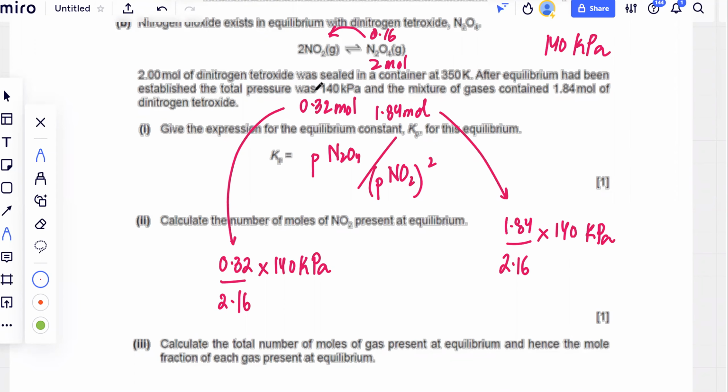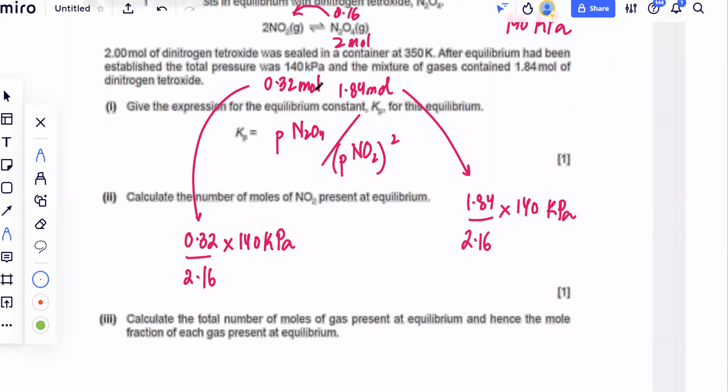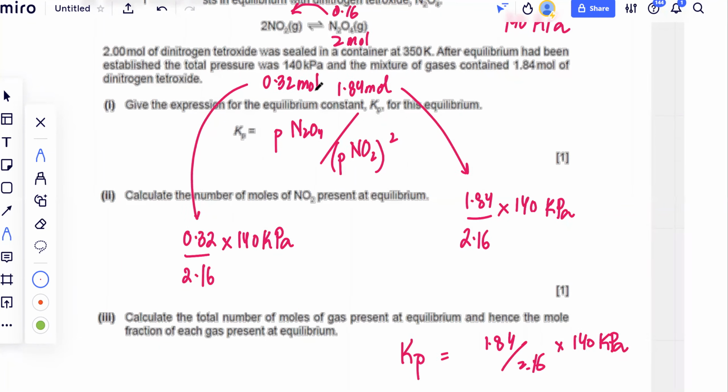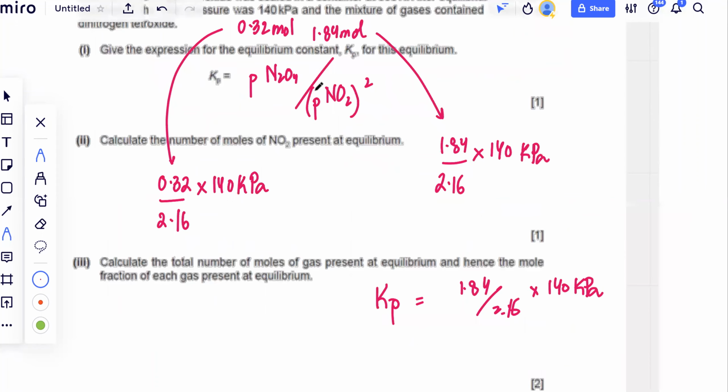And then you're going to put these values in your expression for Kp, which in this particular case is going to be what? It's going to be N2O4 to the power 1. So it's going to be 1.84 divided by 2.16, and that's multiplied by 140 kilopascals. And this thing divided by, can you calculate this and tell me what the values are? What do we get for this?